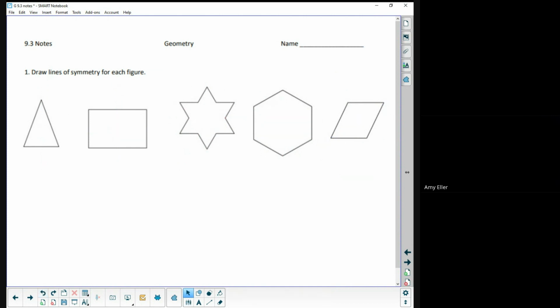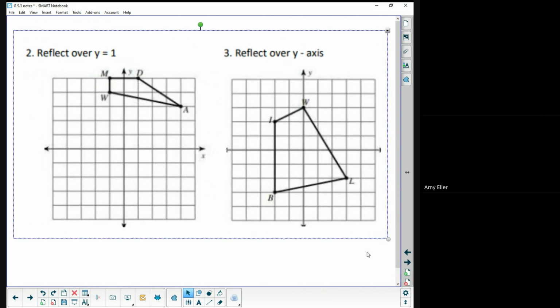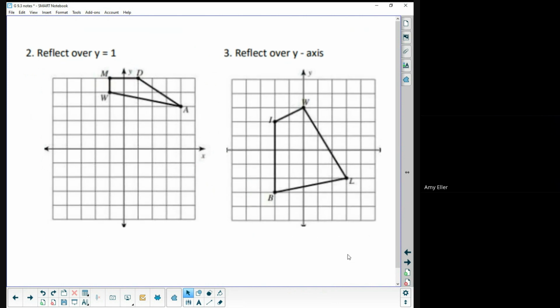Okay, now we're going to actually do some reflections on the coordinate plane. Sometimes students find it hard to find the line. Sometimes it is harder to figure out what line we're reflecting over than actually doing the reflection. Here's why this is difficult. The y-axis is right here, up and down. Y equals 1 is actually horizontal. The y-axis is up and down.